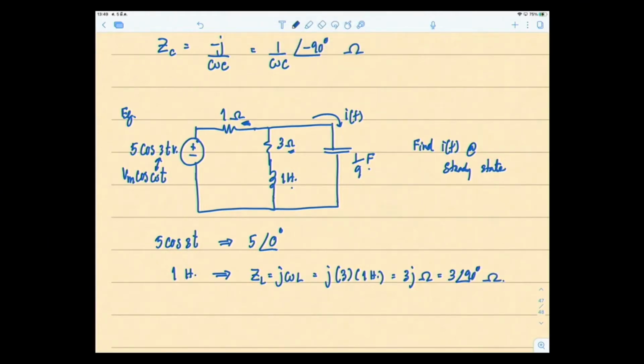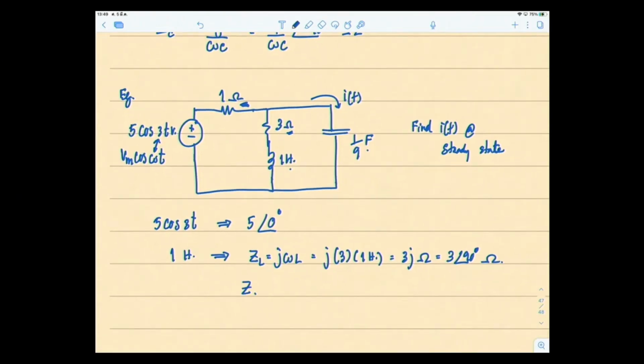Okay, then ZC, the impedance for this capacitor, right? The formula is, again, if you remember the formula, you know you enjoy doing these problems. It's minus J over omega C. So it's minus J over 3 times 1/9 farad. So therefore minus 3J ohms, or equal to 3 at minus 90 degrees ohms.